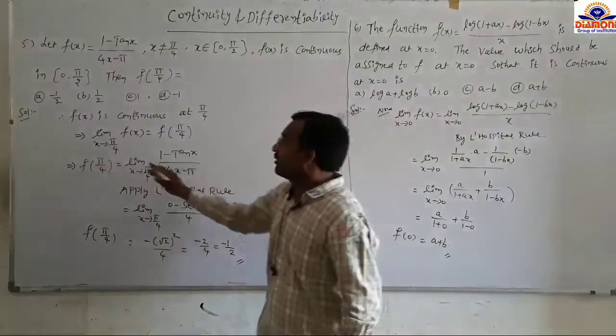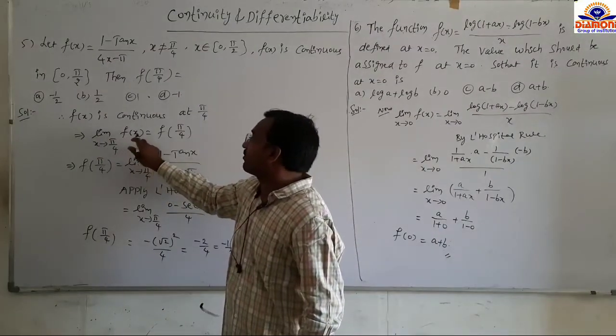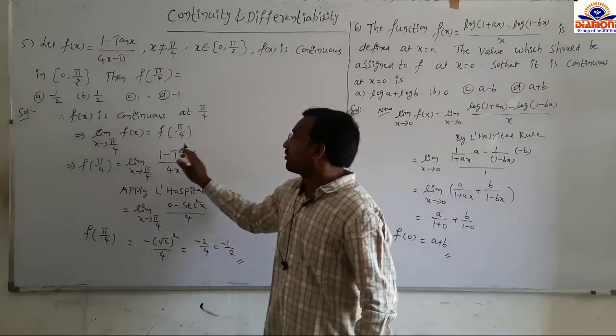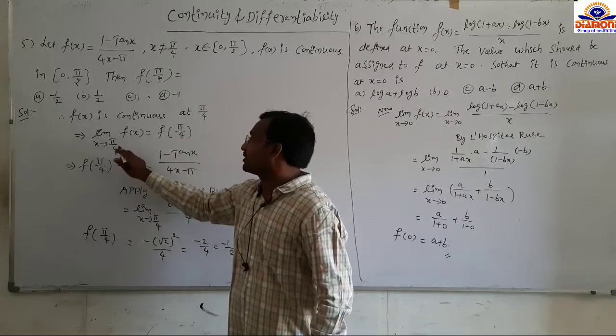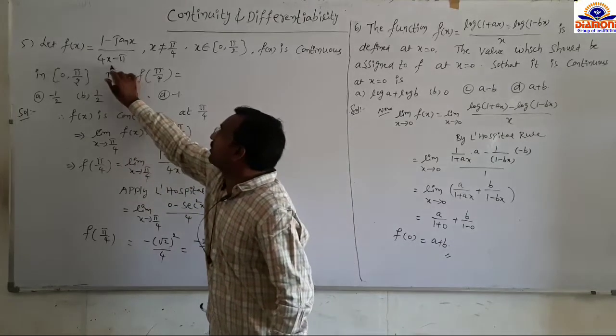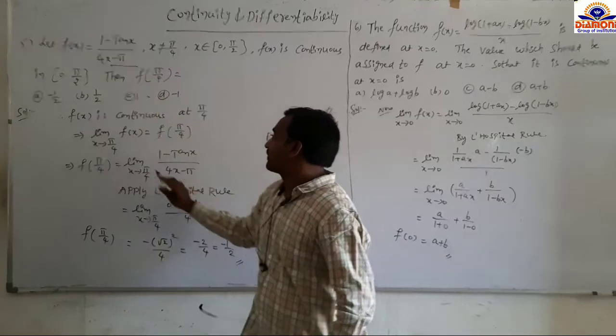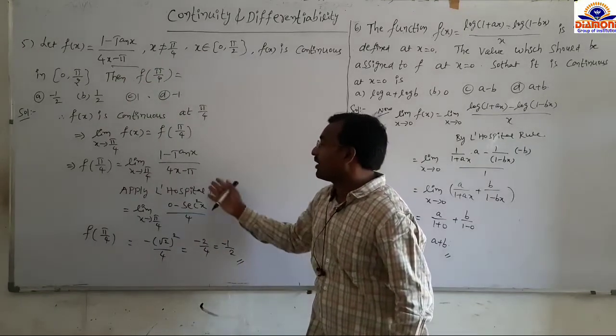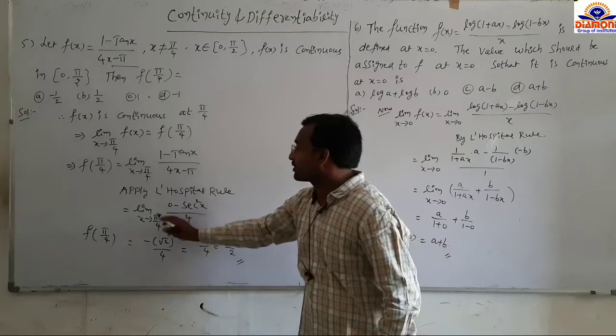So that's why you can take limit x tends to pi by 4, f of x equal to f of pi by 4. So f of pi by 4 equals limit x tends to pi by 4. What is the f of x function? (1 minus tan x) by (4x minus pi). Substitute here. So now apply L'Hospital rule. What do you get? Limit x tends to pi by 4.